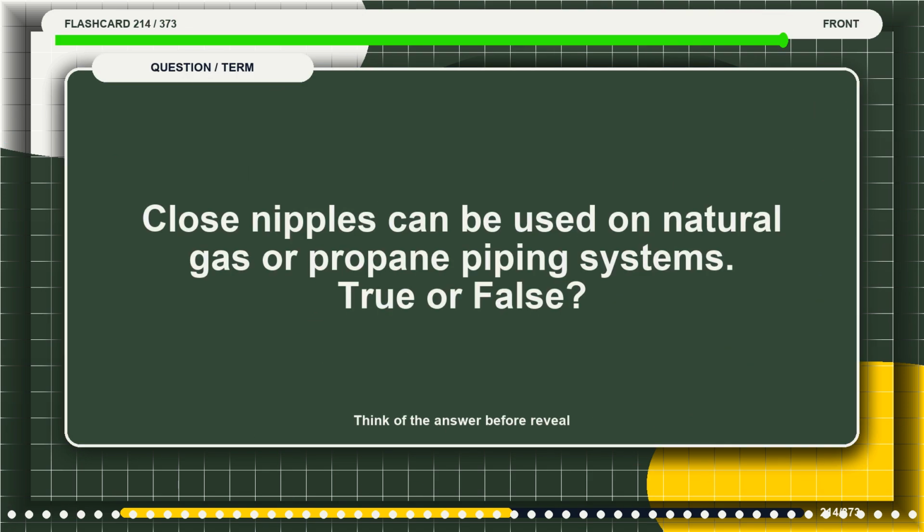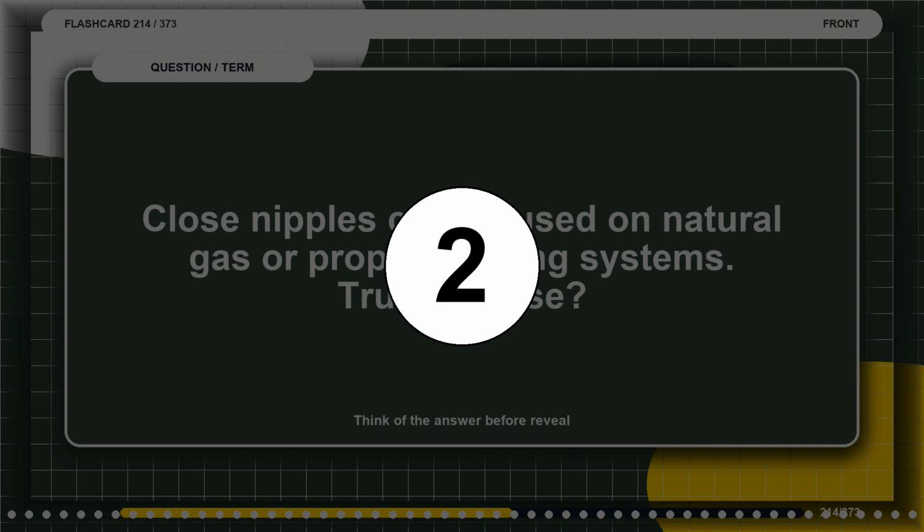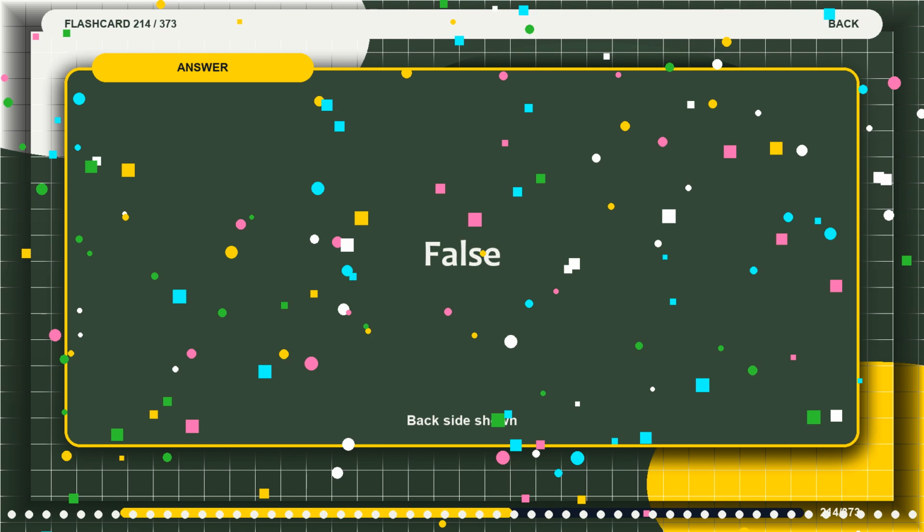Flashcard 214. Close nipples can be used on natural gas or propane piping systems. True or false? Think of the answer before the reveal. The answer is false.